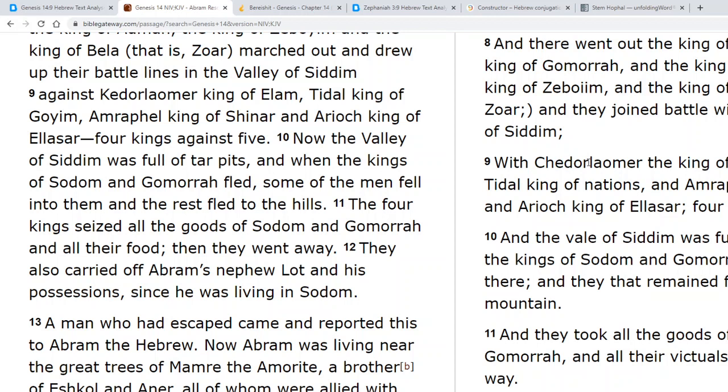Anyway, Et Kedar Laomer, the king of Elam, and with King Tidal, king of nations. Again, they're doing that with the nations. It doesn't make sense to me. I would translate it as the word goyim.